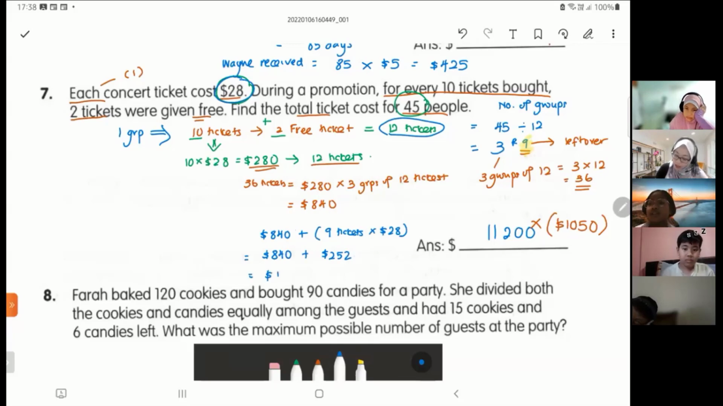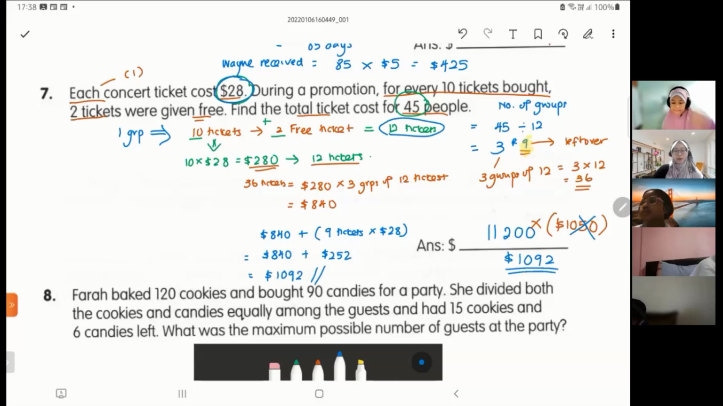Total will be $1092. So still wrong, huh? The answer is $1092. This is my correct answer. Okay.